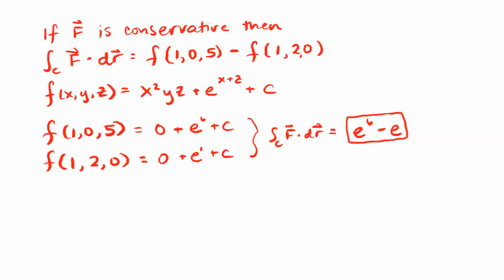Wait, I have a question. If you're subtracting plus c's, then can't you still end up with a plus c? It would be e to the 6th plus c minus e plus c. But would those plus c's necessarily be the same c? Yes, because they're both the same constant. Got you. Okay.